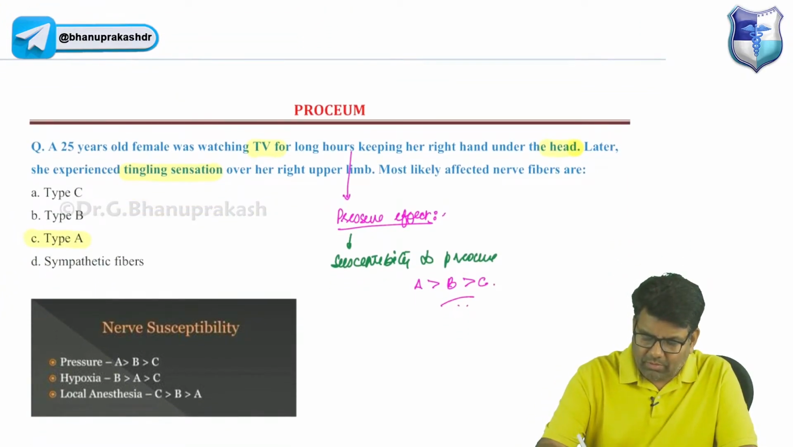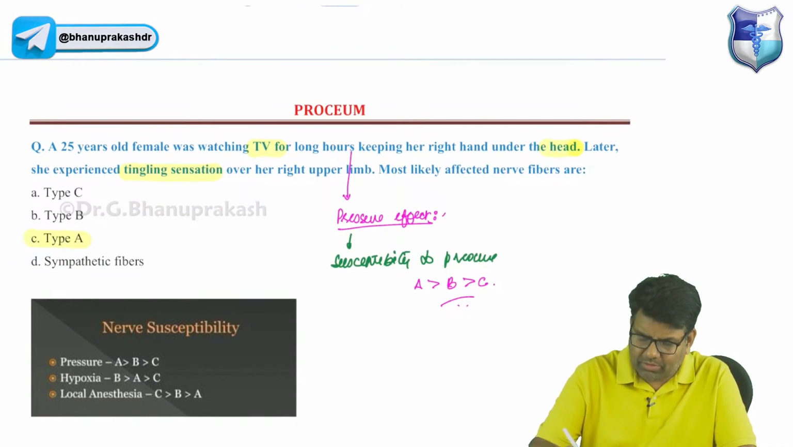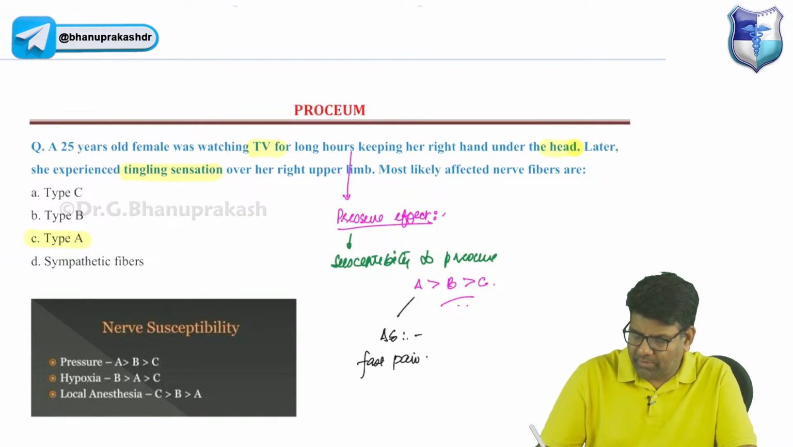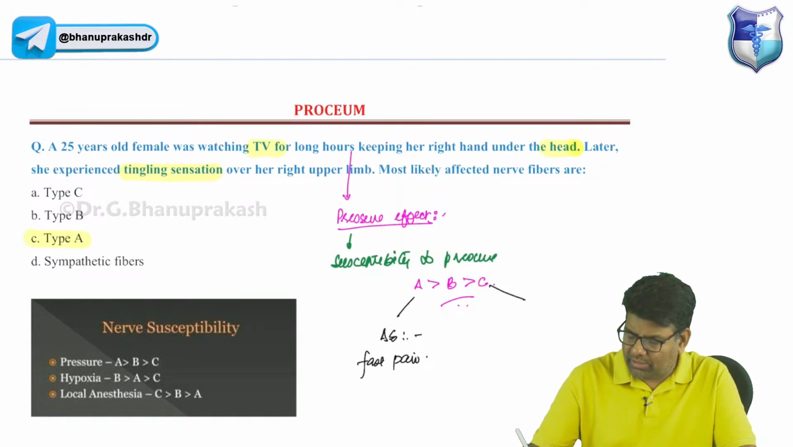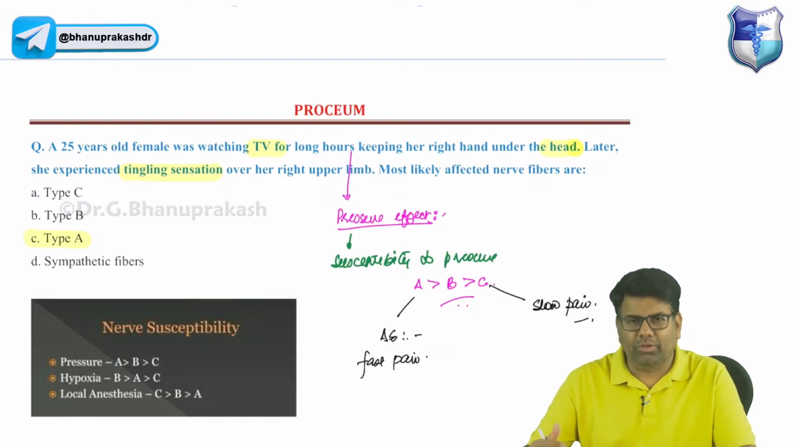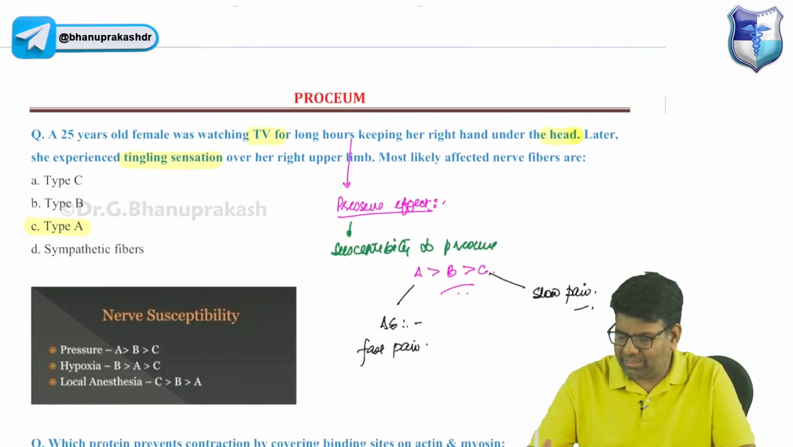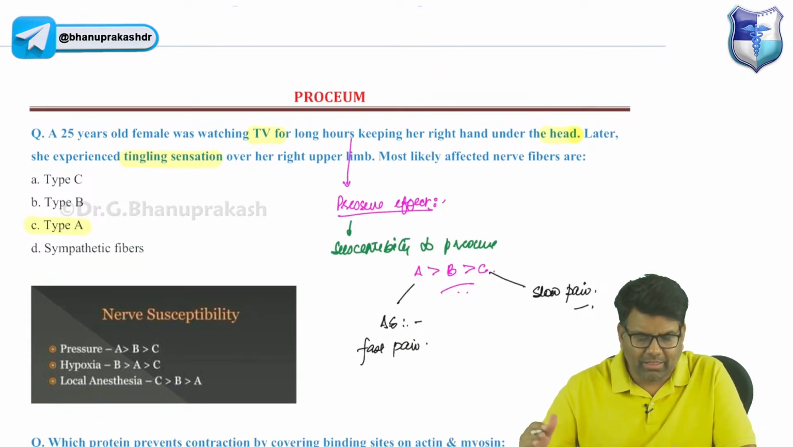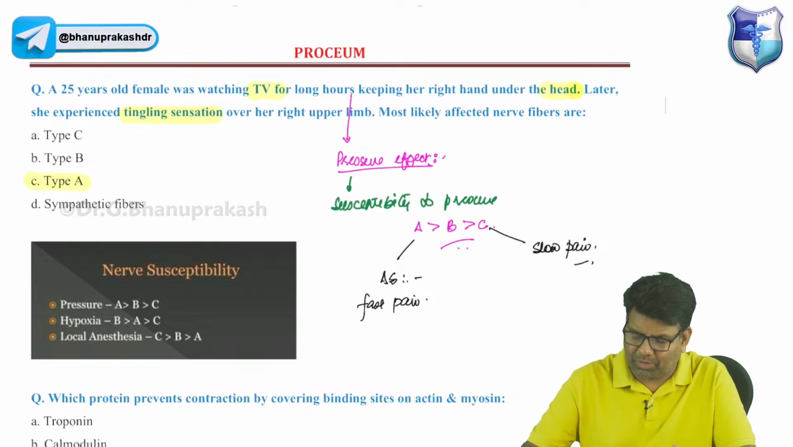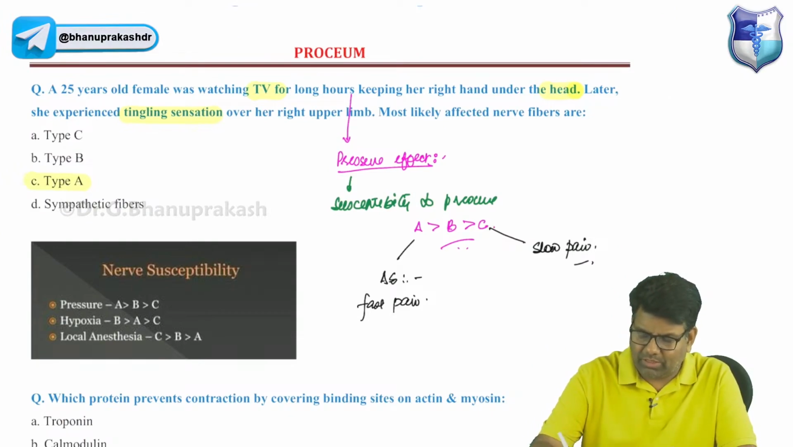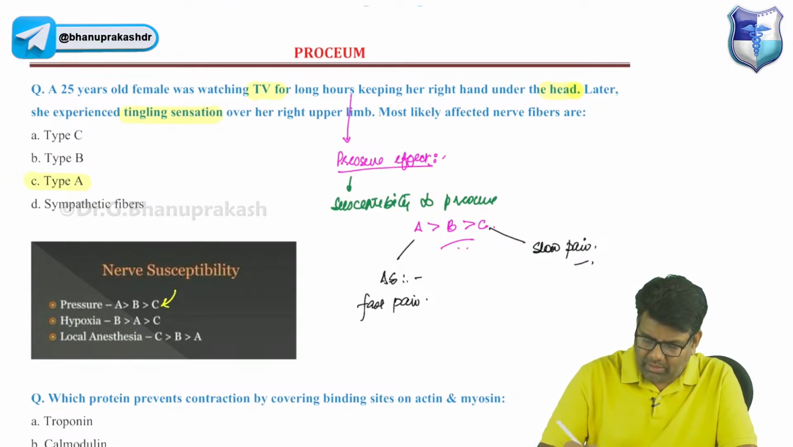Now, if you remember about A delta fibers, what are A delta fibers? A delta fibers are mediators for fast pain, and C fibers are mediators for slow pain, right? So A delta carries fast pain sensations. Very good. So for pressure, remember the sequence ABC.